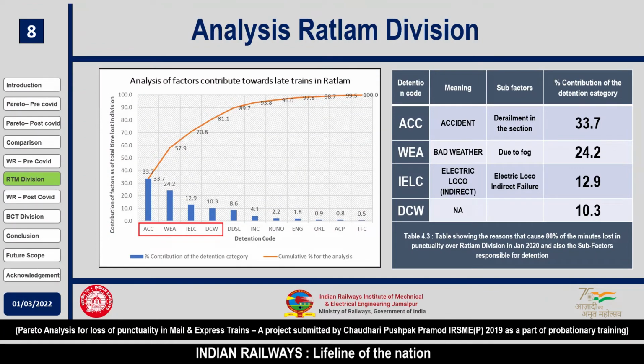So analyzing the factors, 80% of the factors that contribute to the delay in the Ratlam division are accident, that is derailment in the section, bad weather, that is due to fog, and electric loco indirect failure, which is one of the reasons that contributes about 12.9% of the delay in the Ratlam division.